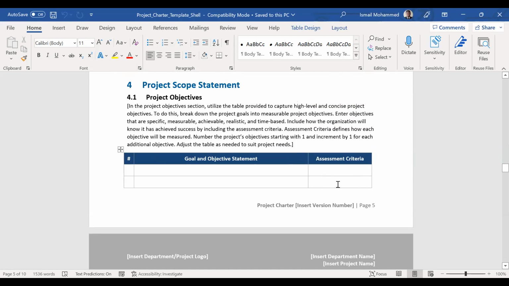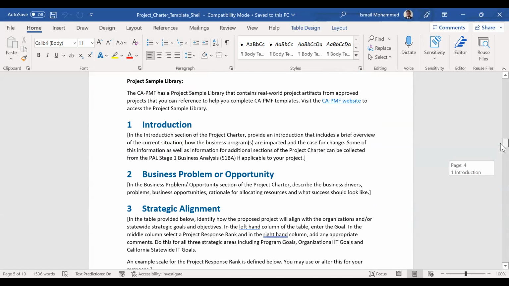Ismail, if it is not confidential, you can share this document. Yeah, I will share that to you. No problem. Thank you. So can we take a look at the content index itself? High level. Okay.